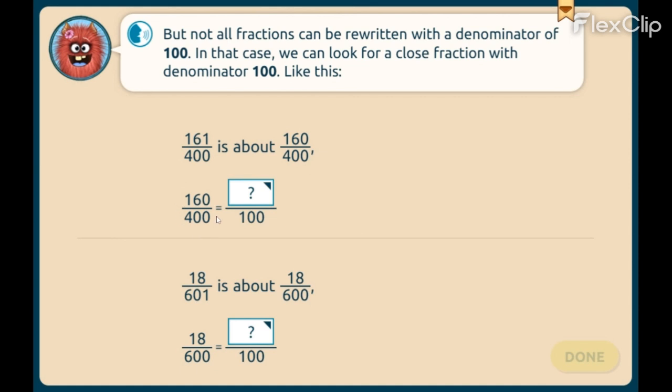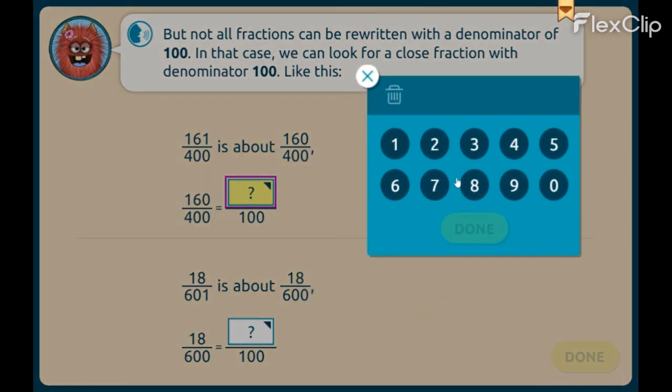So we have to make sure that 400 and 600 will both become 100. It's easy. We are simplifying the fraction that we see here. 400 divided by 4 will give us 100. And 160 divided by 4 will give us 40. That's correct.